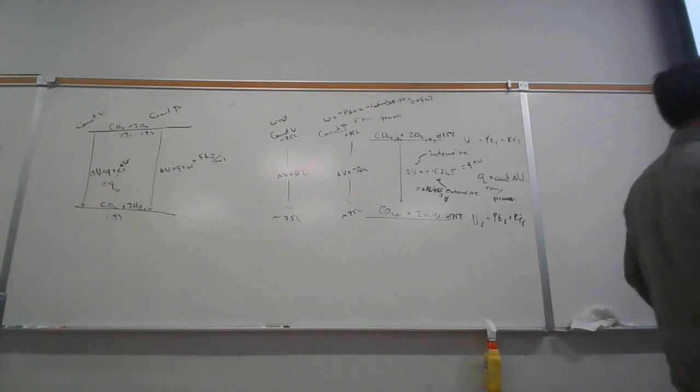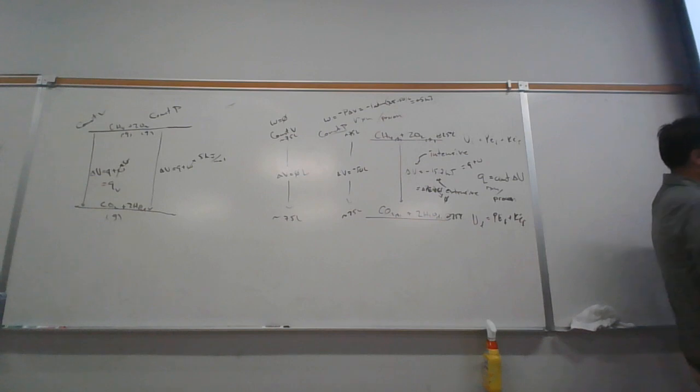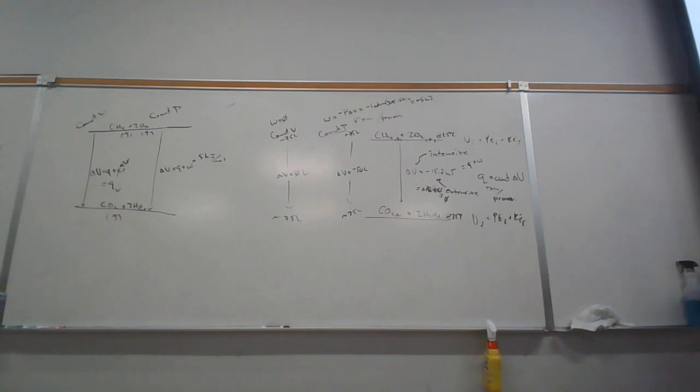This is a constant pressure calorimeter here. The coffee cup calorimeter, this is what we used. But if gas is formed here, then some gas can leak out here so the pressure can be maintained. Or if gas is consumed here, some gas can leak in here to maintain constant pressure.